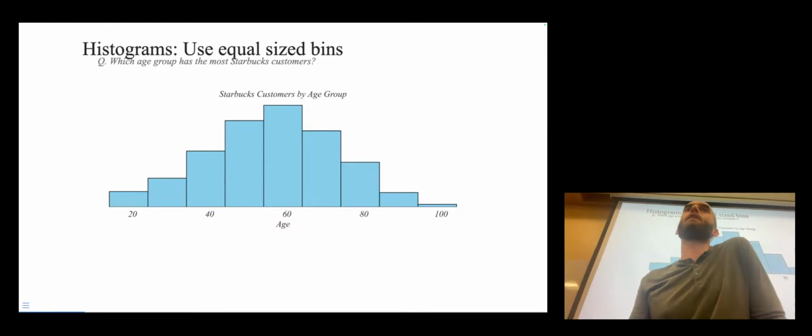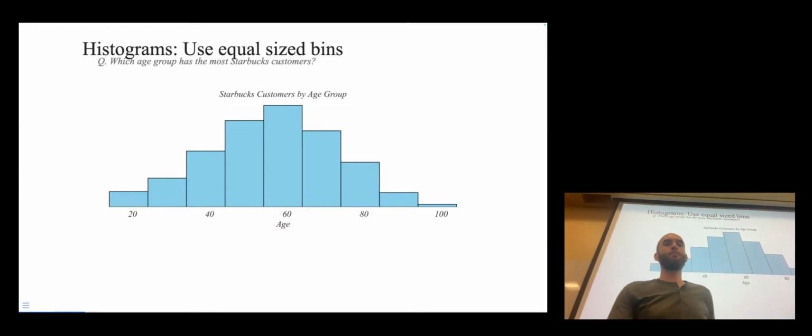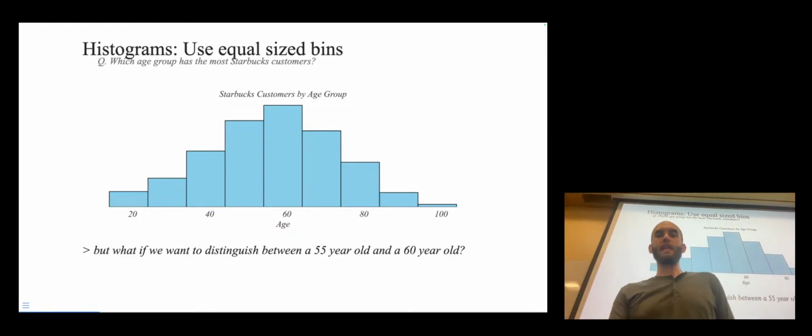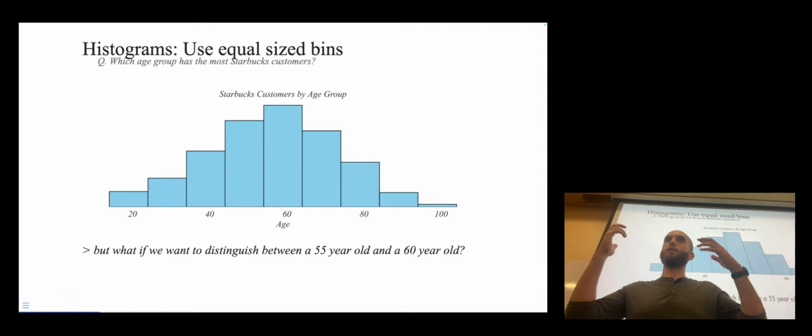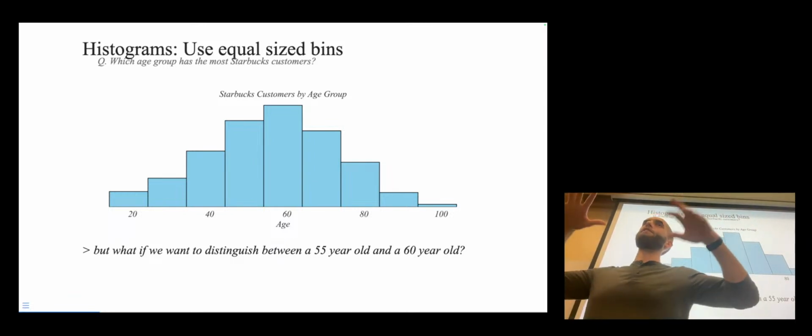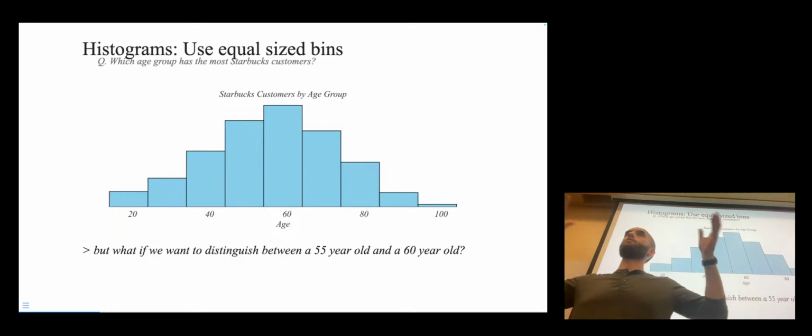But we have other considerations as well. So this picture makes it really easy to see that this age group, around 60, has the largest customer base. But we could also ask more nuanced questions of our data. For example, do 55-year-olds and 60-year-olds have different consumption patterns?